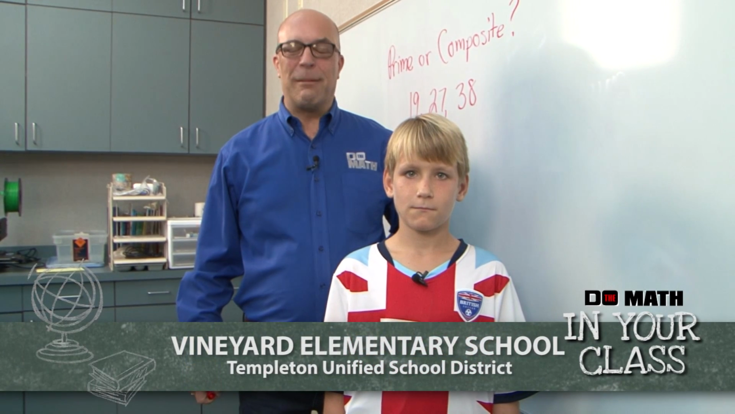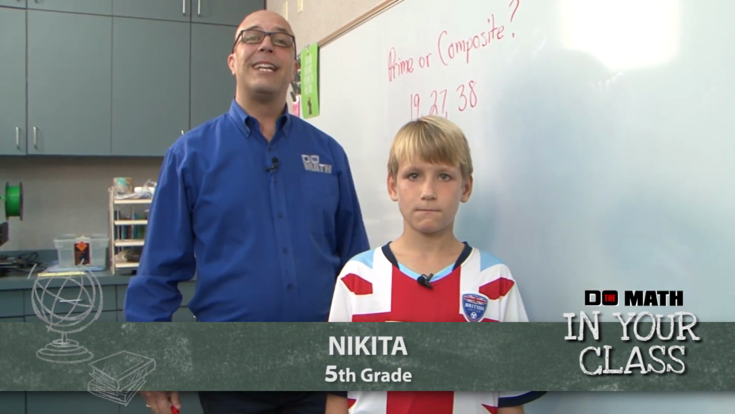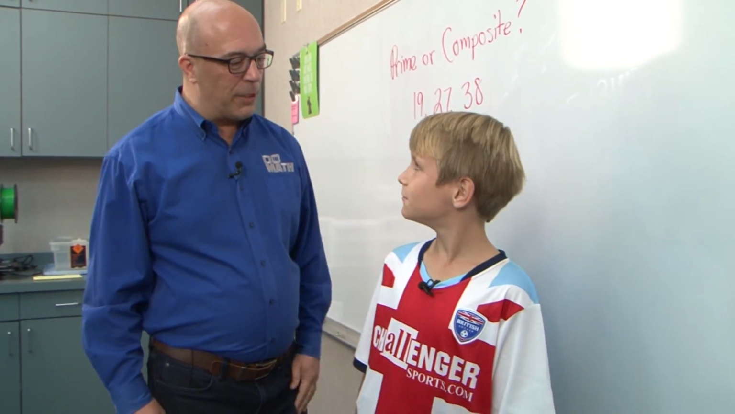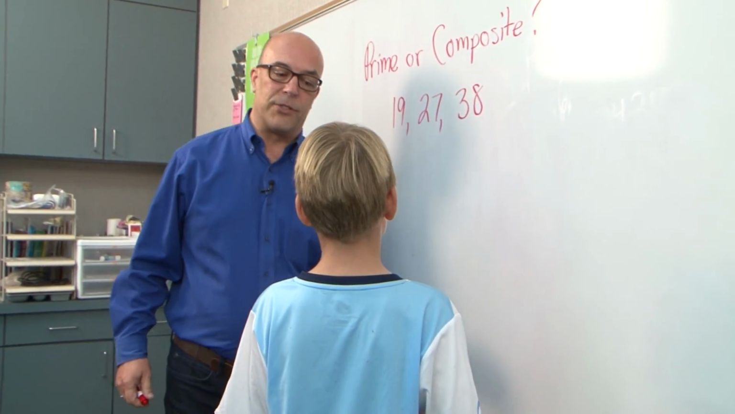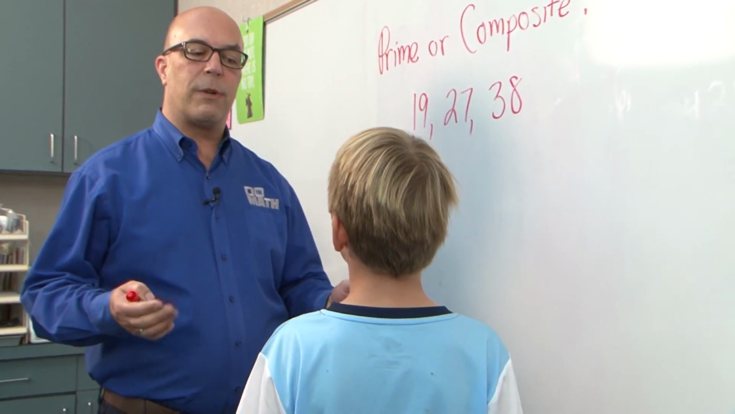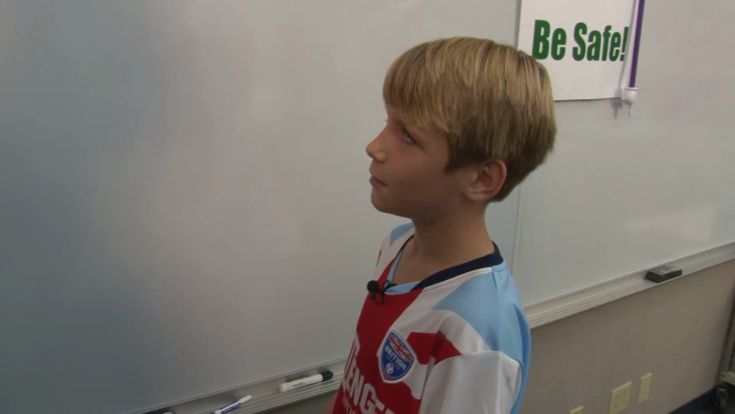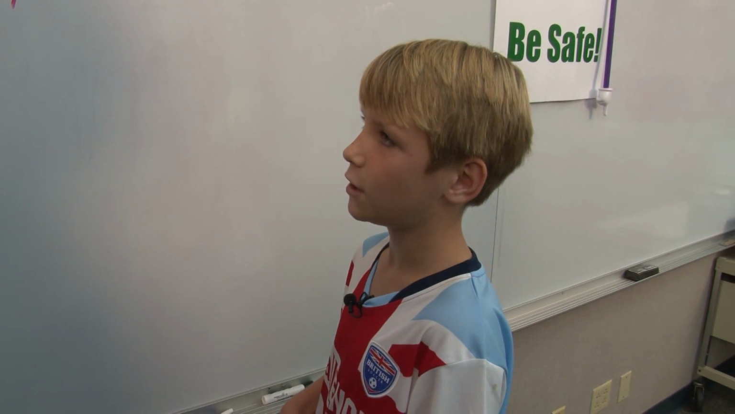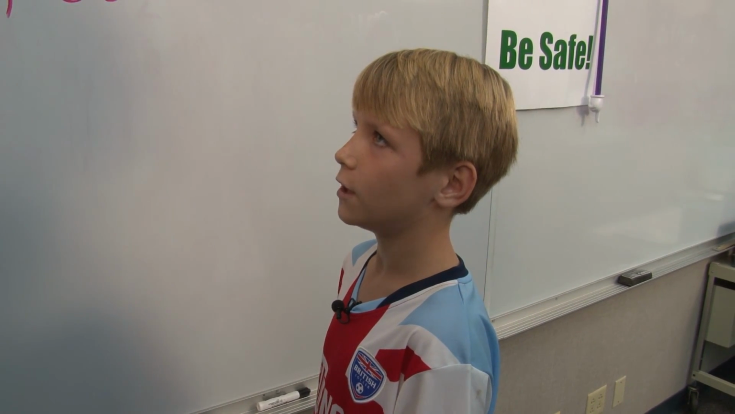Well, today we're in Templeton, and we're at Vineyard Elementary School, and right now I've got fourth grade student Nikita. How are you today? Good. You ready? Mm-hmm. All right, let's go ahead. We're going to talk about prime and composite numbers. So first of all, what is the difference between a prime and a composite number? The difference is that a prime number can only be multiplied by itself, and the composite is a number that can be multiplied by itself and other numbers.